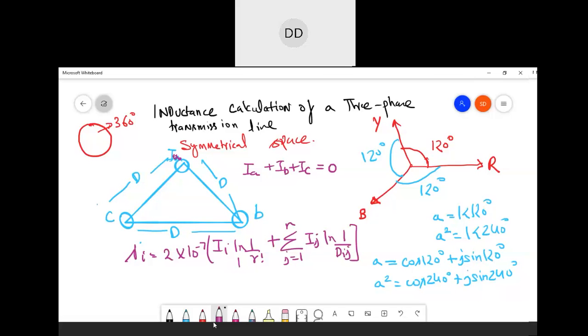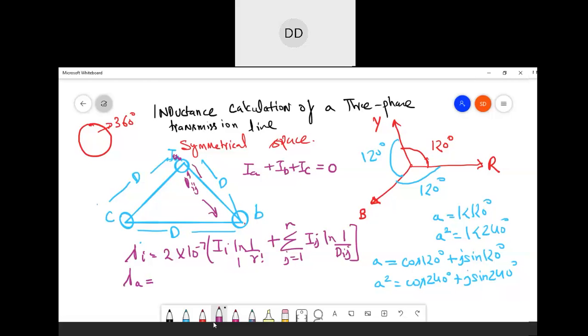When we are taking the current for this phi a and calculating for all the phases, with respect to this Ia will come r dash. In case of Ib, it will come as this distance Dij. So Dij is what? Dij, you can see, is essentially this distance.